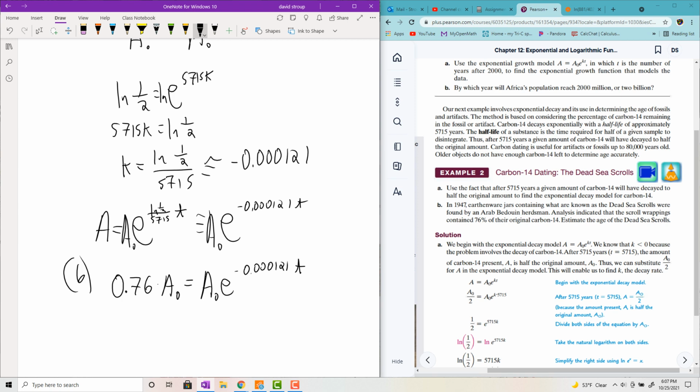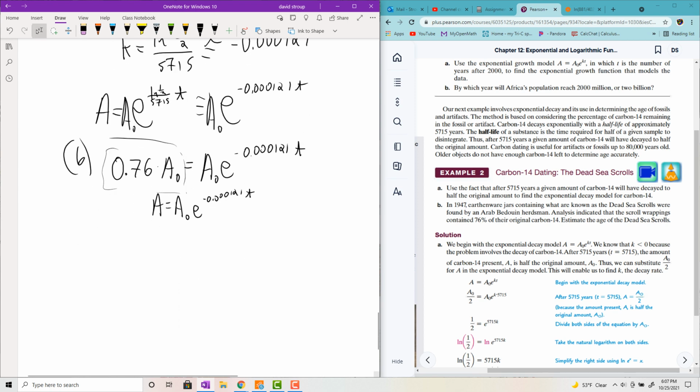All we are doing is using our new formula, A equals A sub 0 e to the negative 0.000121t, and plugging in this fact they found by looking at the Dead Sea Scrolls. They noted that 76% of the original carbon remained. So you just sub in 0.76 times a sub 0 for A, and then solve for t. It's kind of using this formula.